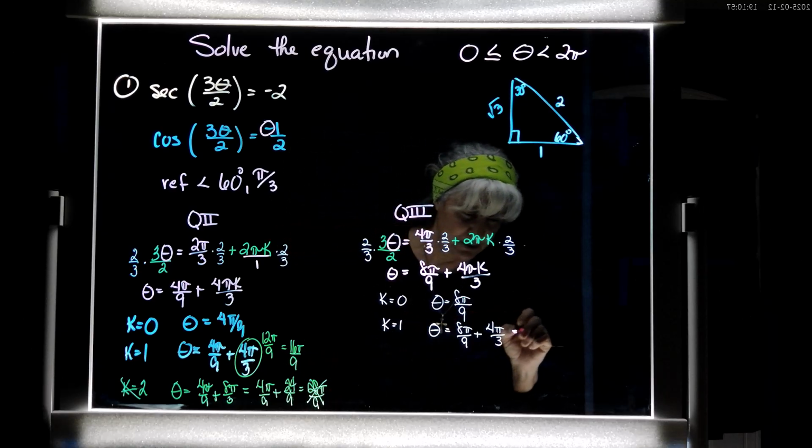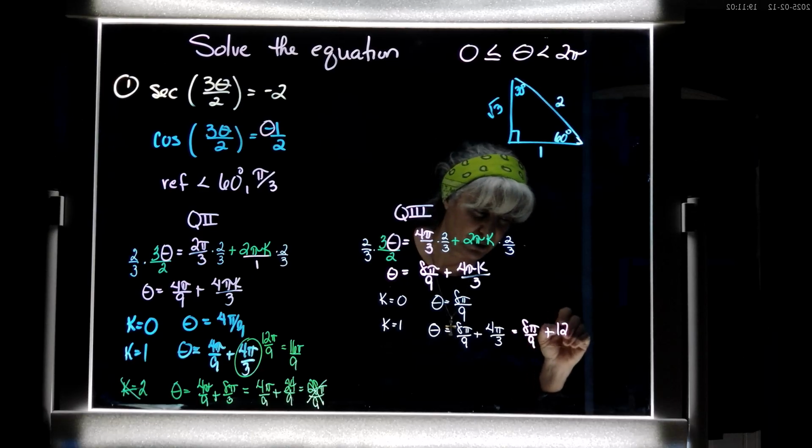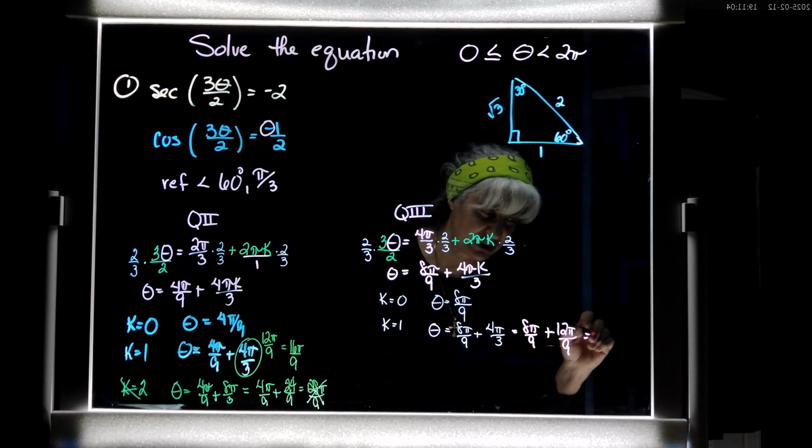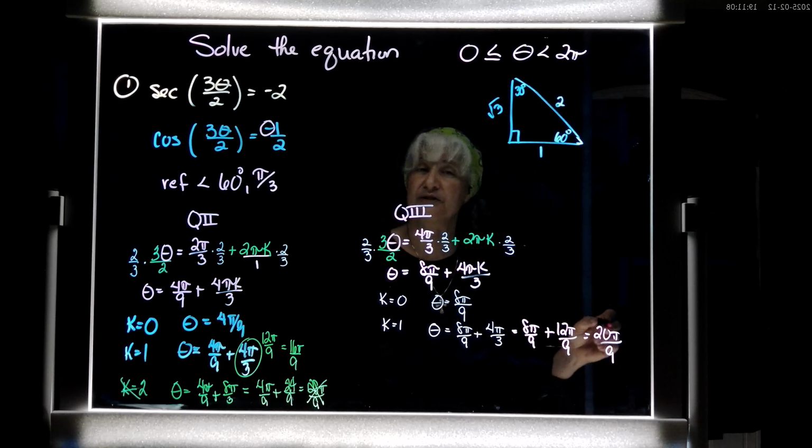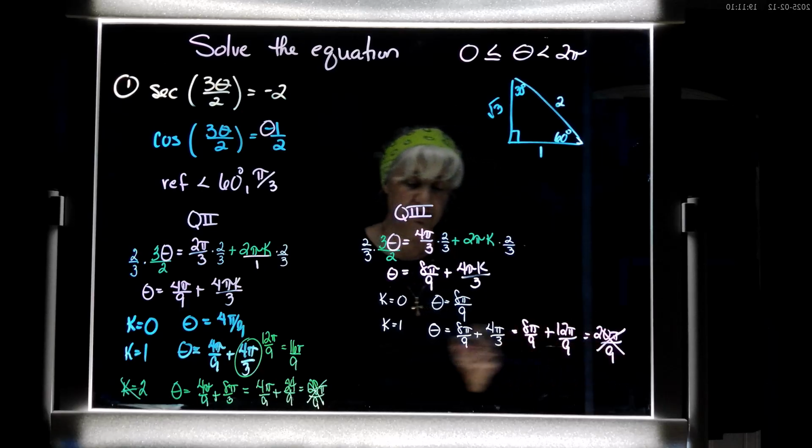So this would be 8 pi over 9 plus 12 pi over 9, which is 20 pi over 9. And that's over 2, isn't it? This doesn't work.